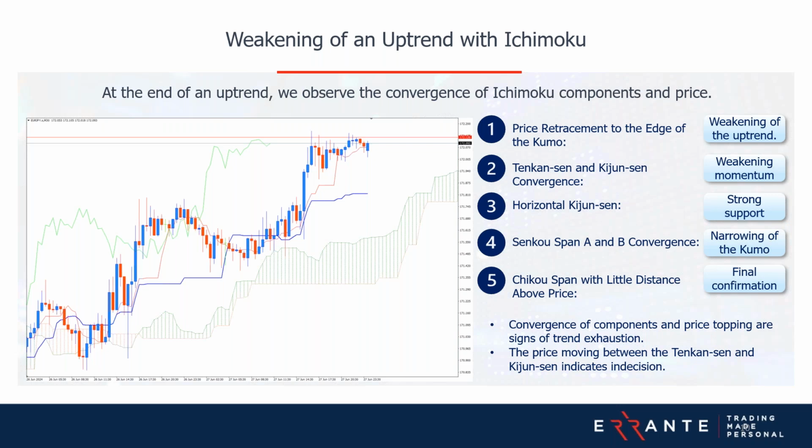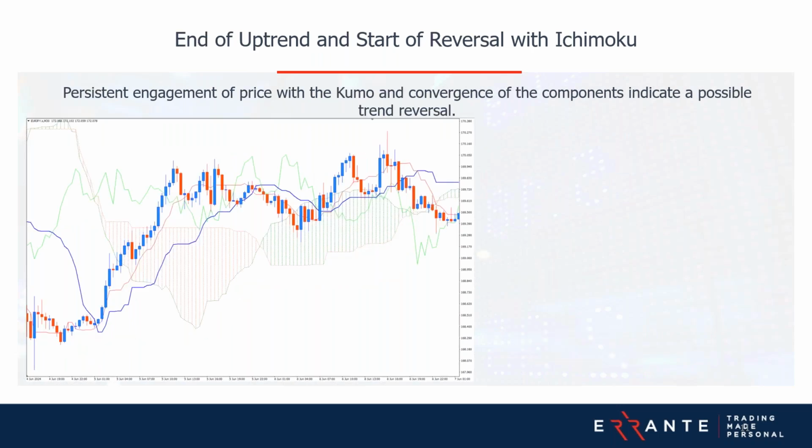And when the price oscillates between the Tenkan-sen and Kijun-sen, it reflects market indecision. Traders should be cautious and look for further signals before making a trading decision in this case.